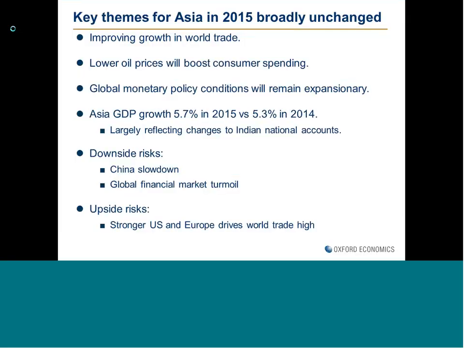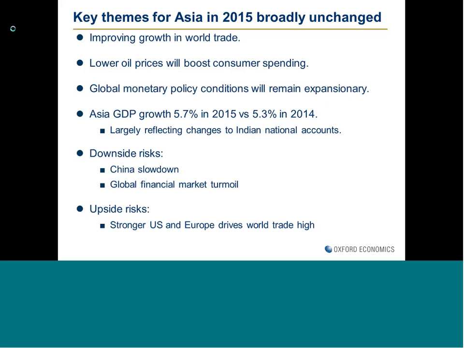So overall, global growth is set for some modest improvement this year. We're expecting GDP growth to increase to 2.8% from 2.6% last year. World trade is also expected to improve. Now, this is primarily going to be driven by the US economy, but we'll also see less of a drag on growth from Japan and the Eurozone.